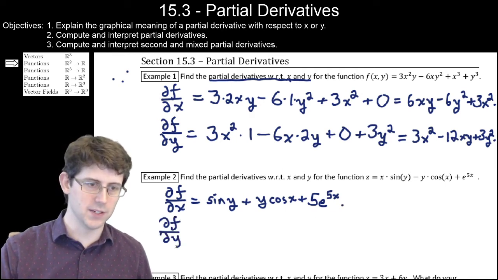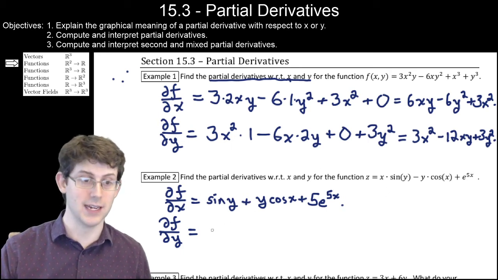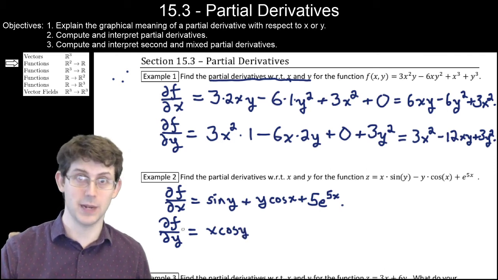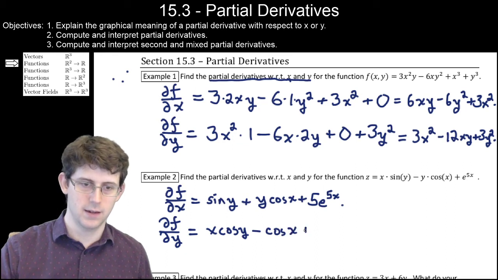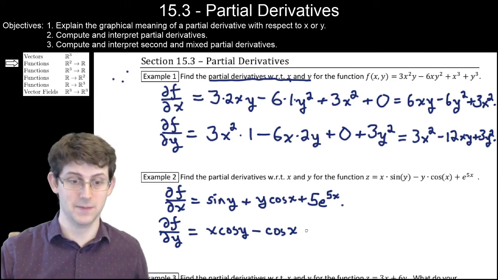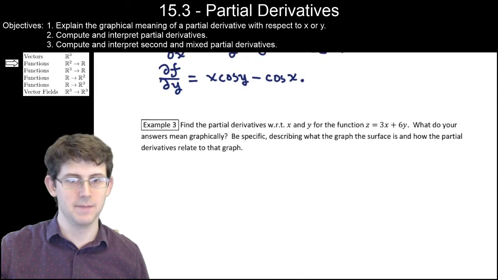Now when we take the y partial derivative, we're thinking of x as a constant. So now I have a constant times sine y. The derivative of a constant times sine y is that constant times cosine y. It completely changes the derivative when you change your perspective, what you're taking the derivative with respect to. Cosine x is a constant, times y. The derivative of y is 1. And e to the 5x is a constant, so its derivative is 0. Once you get used to it, it'll be fine.